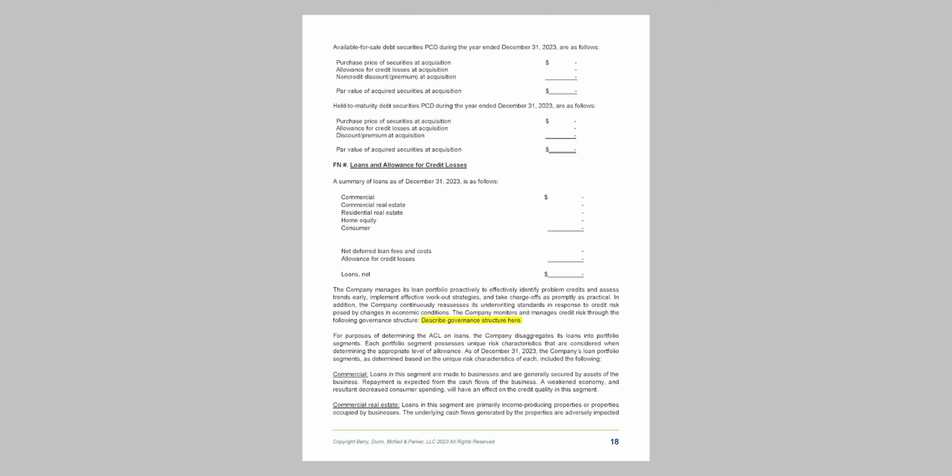So now going ahead to your loans and allowance for credit losses. So I've jumped down to page 18 here, and about in the middle of the page, this is where we start with the portfolio segments. So for this institution, these would be your portfolio segments: commercial real estate, residential real estate, home equity, consumer. That's how they've elected to slice and dice, so to speak, their loan portfolio.